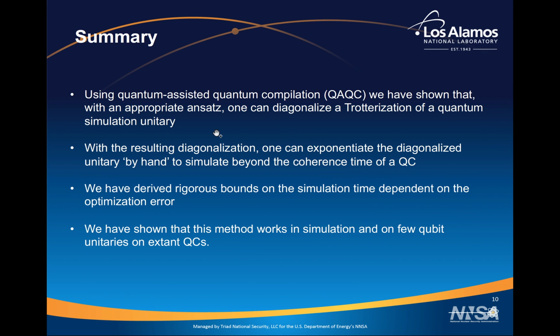So in summary, using quantum-assisted quantum compilation, we've shown that with an appropriate ansatz, one can diagonalize a trotterization of a quantum simulation unitary nicely. With the resulting diagonalization, one can exponentiate the diagonalized unitary by hand to simulate beyond the coherence time of a quantum computer. We've derived rigorous bounds on the simulation time dependent on the optimization error, and we've shown that this method works in simulation and on few qubit unitaries on extant QCs.